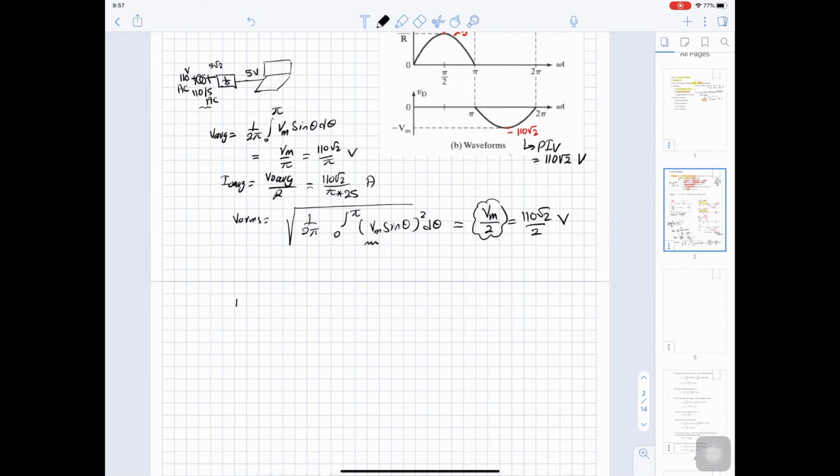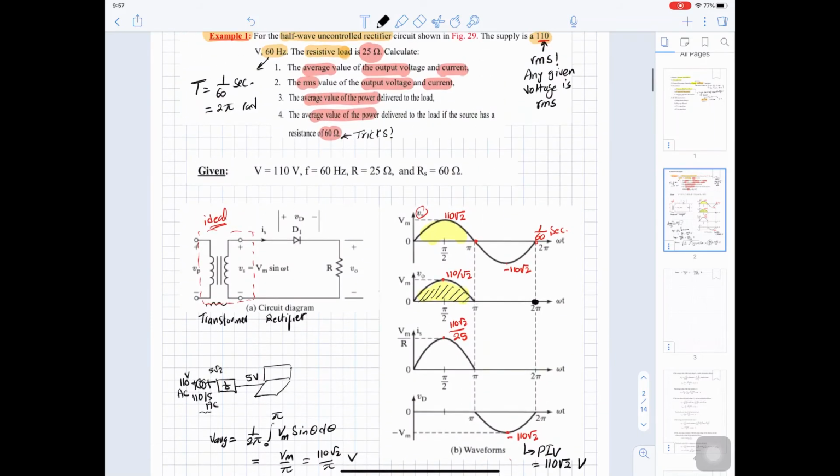So then we can get I out RMS as V out RMS divided by R, equal to 110 root 2 divided by 2 multiplied by 25 ampere. So we got V out average, V out RMS, I out average, and I out RMS.